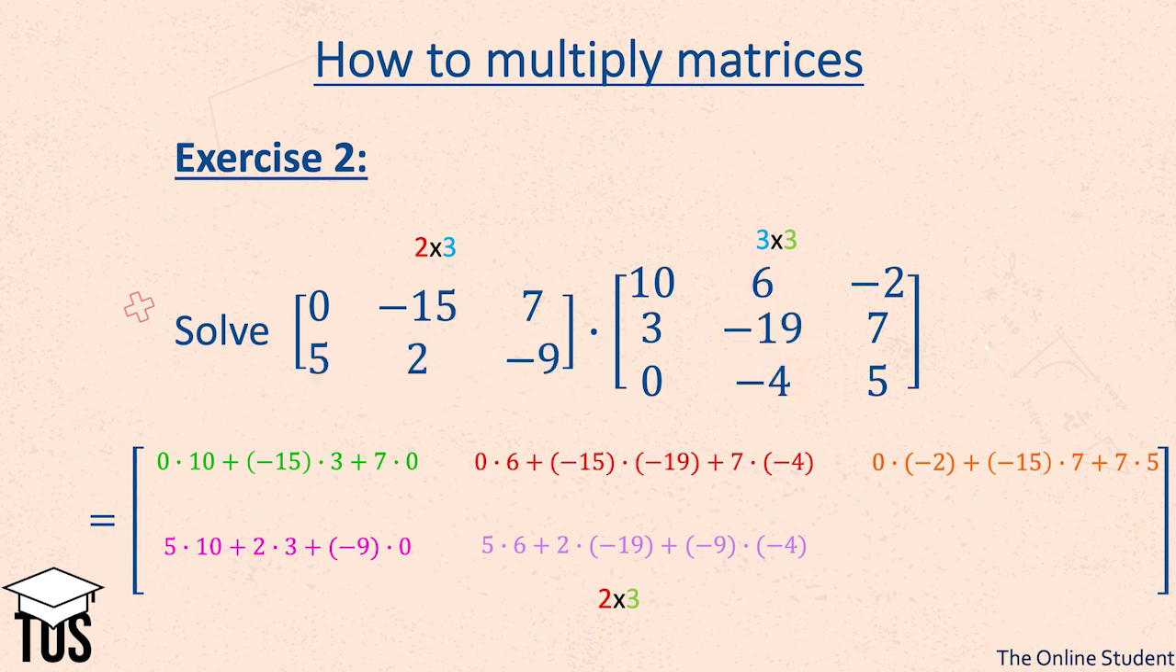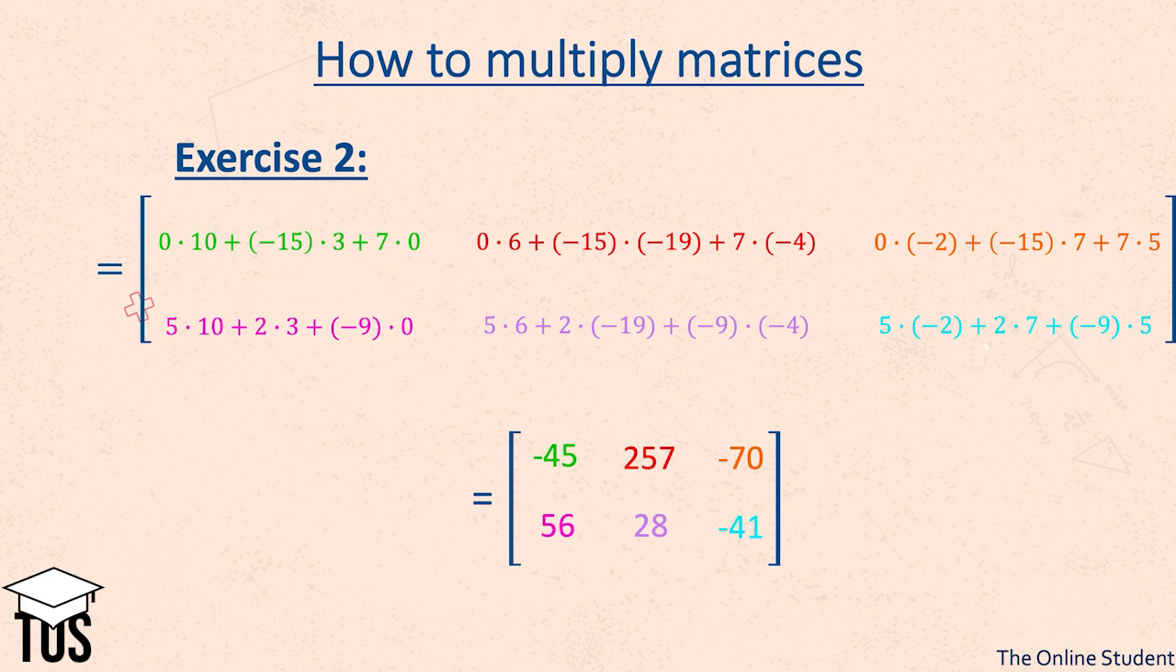Then we have one combination left, which is the second row with the third column, and this will be 5 multiplied by minus 2 plus 2 multiplied by 7 plus minus 9 multiplied by 5, and this will go in the second row and third column of the resulting matrix. Now, if everything goes well, you should get this resulting matrix.